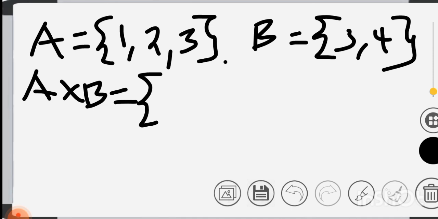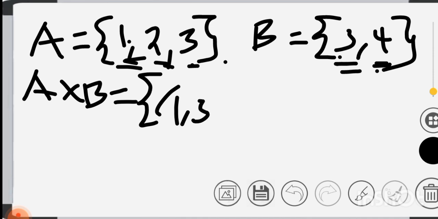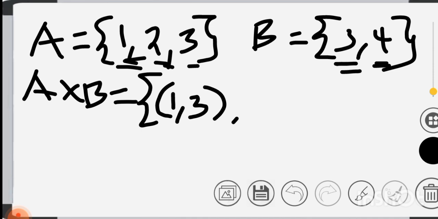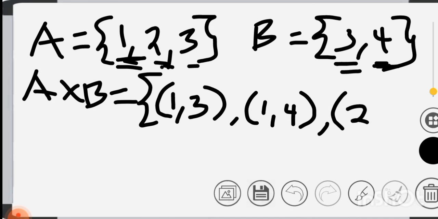Now, A times B will be, you pick 1, you pick this. Just like you're opening the bracket, you want to multiply. 1 multiplies 3 and 4, 2 multiplies 3 and 4, 3 multiplies 3 and 4. So if you pick 1 and 3, you have (1, 3). Then if you pick 1 and 4, you have (1, 4). Then 2 and 3, (2, 3). Next you pick 2 and 4, (2, 4).